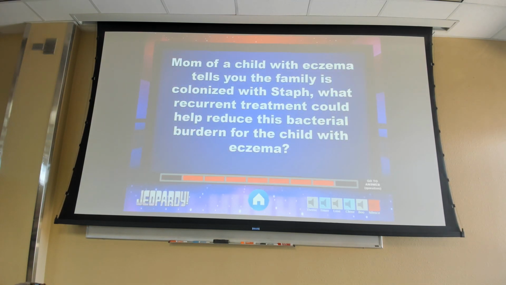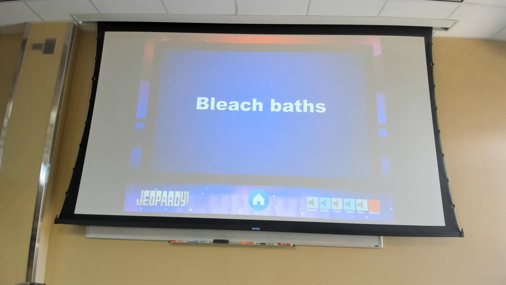What's the atopic triad? Asthma, atopic dermatitis, and allergic rhinitis. A mom of a child with eczema tells you that the family is colonized with staph. What recurrent treatment will reduce this bacterial burden for the child with atopic dermatitis? You can do the nares. Bleach baths. How much bleach are you going to put in? Quarter cup. Yep. Bleach baths.